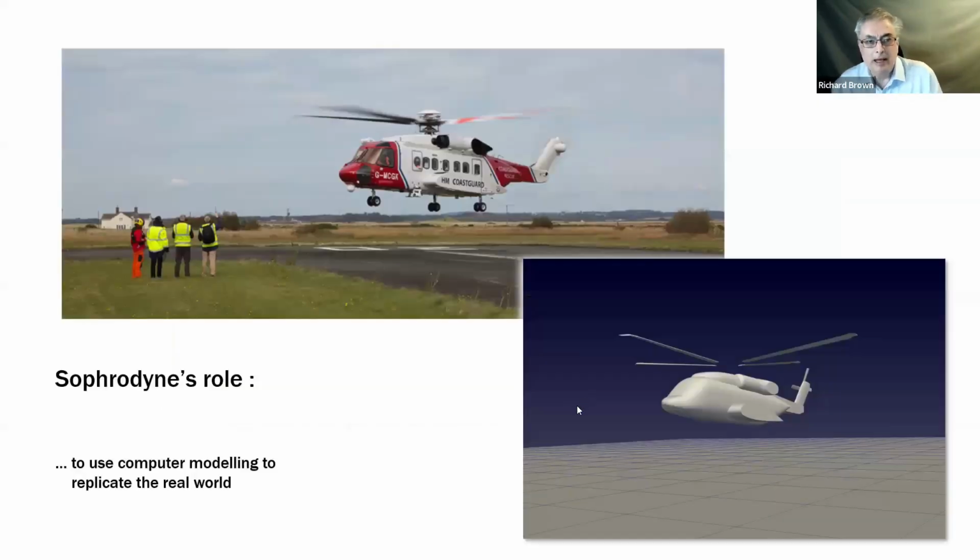Now, our role in that particular investigation was to use computer modeling to replicate the real world. So the real world's, of course, S-92, hovering at a certain height above the ground. We had to try and replicate that particular situation as closely as we could within the computational world, and then see what we could produce as far as the flows below the helicopter were concerned.